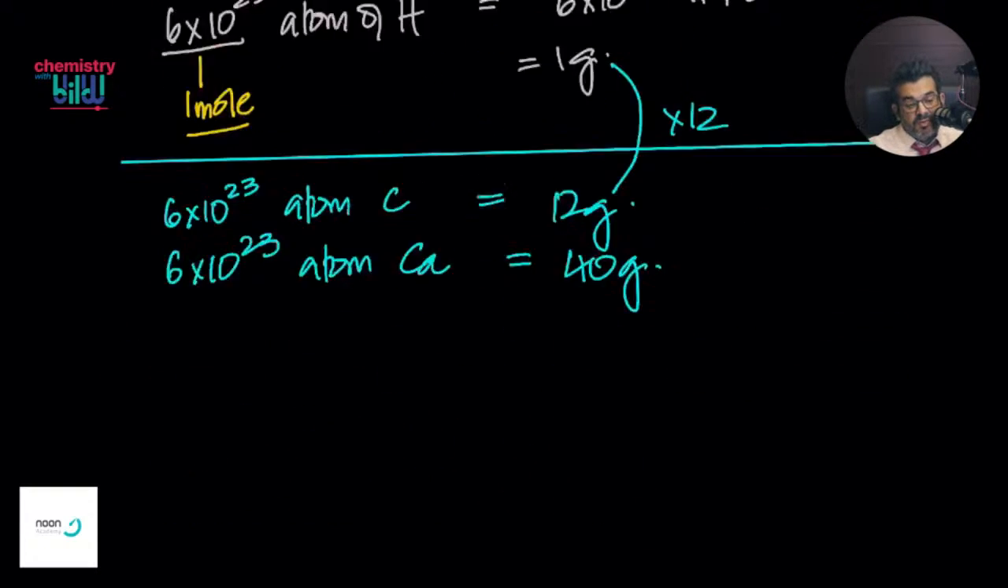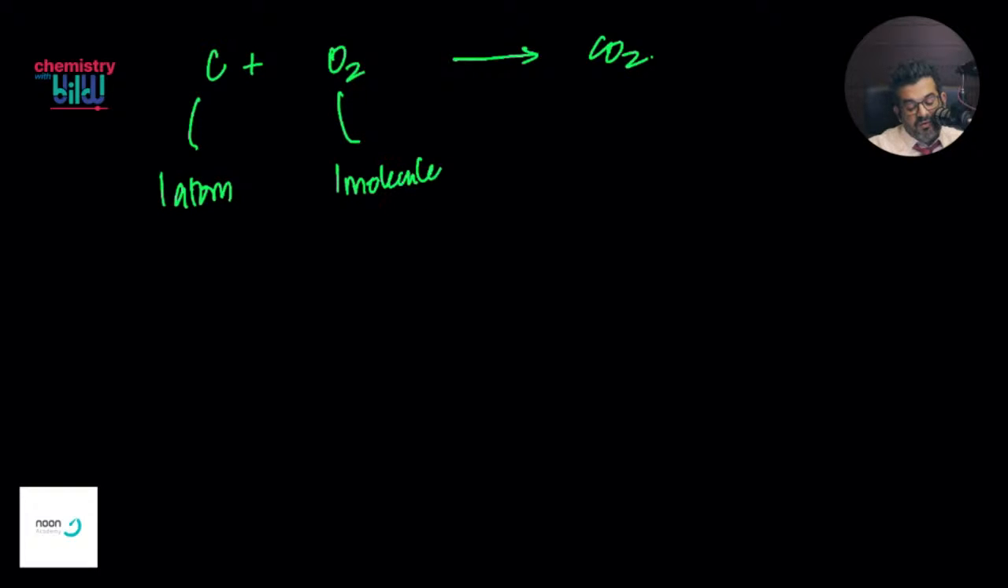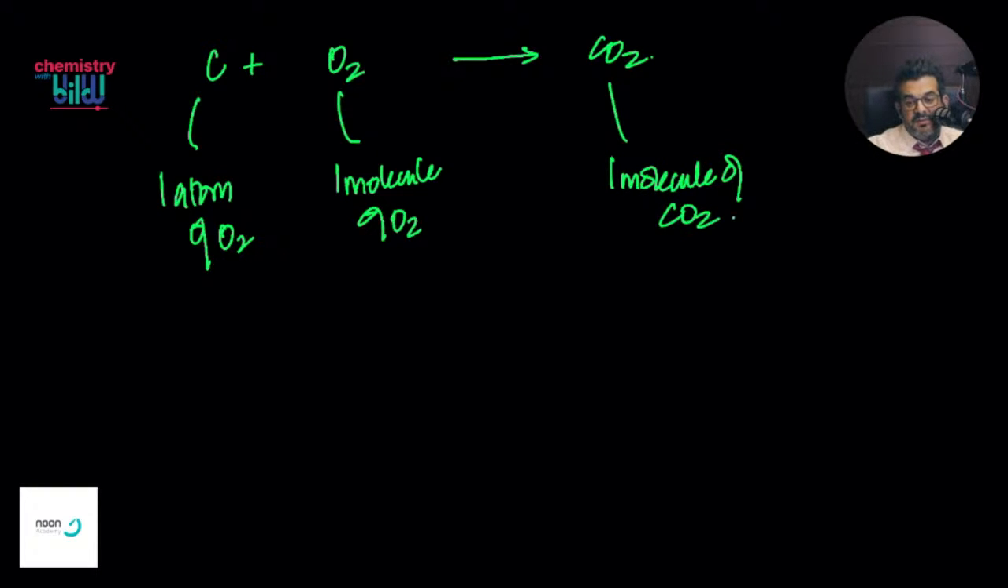So look, the reason why we're going to use moles. If you remember, if I tell you that I have a reaction, let's take a simple one. We've done this before. Carbon plus oxygen makes carbon dioxide. We can say that one atom of carbon reacts with one molecule of oxygen to form one molecule of CO2. We can definitely say that.